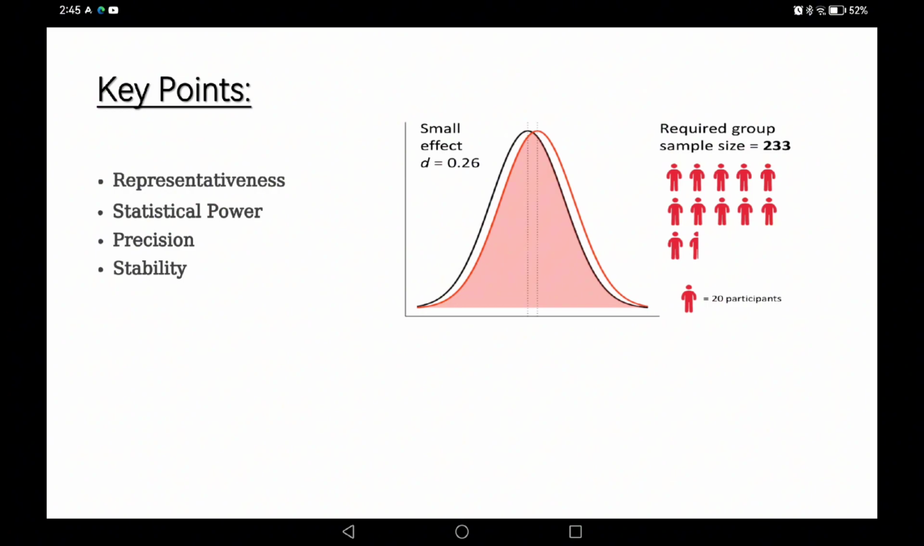For number four, we have stability. Larger samples tend to produce more stable and consistent results. Smaller samples can be more susceptible to the influence of outliers or random variations.